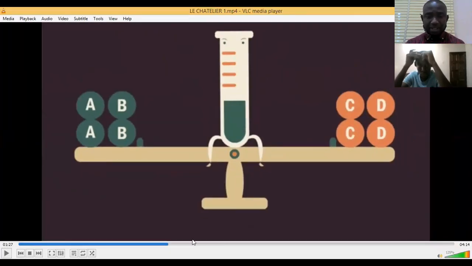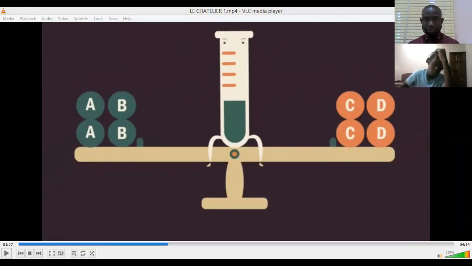Okay, this is a very important point. So the first thing we'll be looking at is effect of concentration. Please write that down. Effect of concentration. Now, please write this down. Very important. If the concentration of any of the reactants is increased, the equilibrium will shift to the right. But if it is decreased, it will shift to the left.